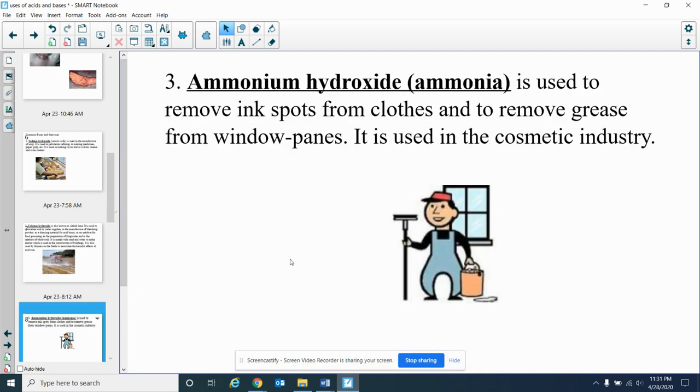Ammonium hydroxide, or ammonia, that's used to remove ink spots from clothes, to remove grease from window panes. That's what's in Windex, and it also is in other cleaners, that ammonia smell. And it's used in cosmetics.